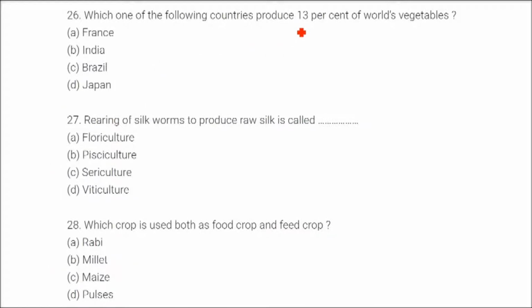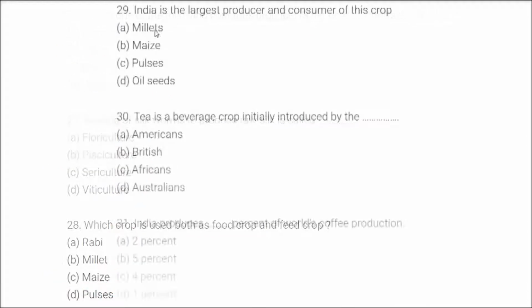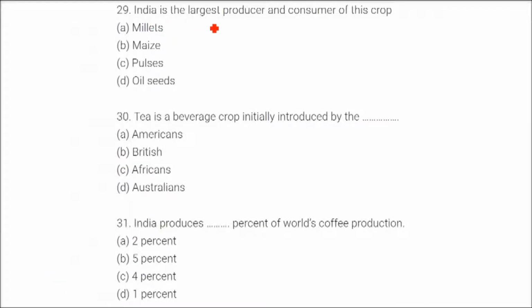Which one of the following countries produces 13% of world's vegetables? Of course, it's India. Rearing of silkworms to produce raw silk is called sericulture. Which crop is used both as food crop and feed crop? The answer is maize, bhutta, makai. India is the largest producer and consumer of this crop.